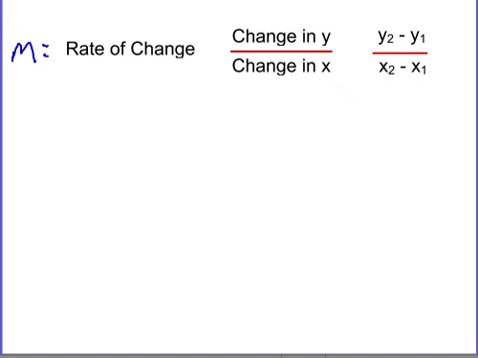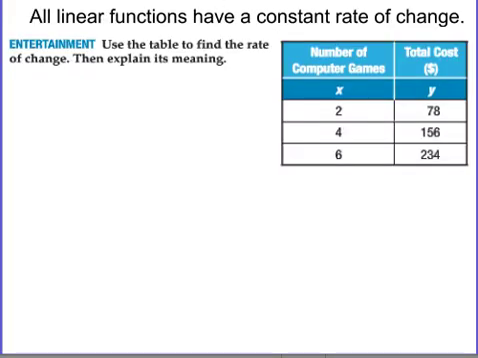We'll just jump straight into some examples here. All linear functions have a constant rate of change. If it makes a straight line, then it's a constant rate of change. So you only have to check 2 points on the line to find the rate of change, and then all the rest of the line is going to have that same slope or that same rate of change.